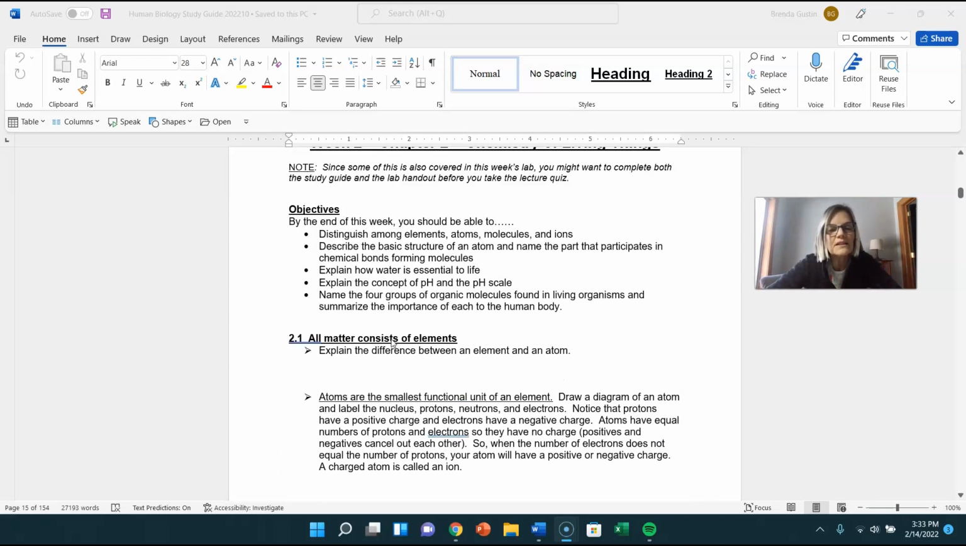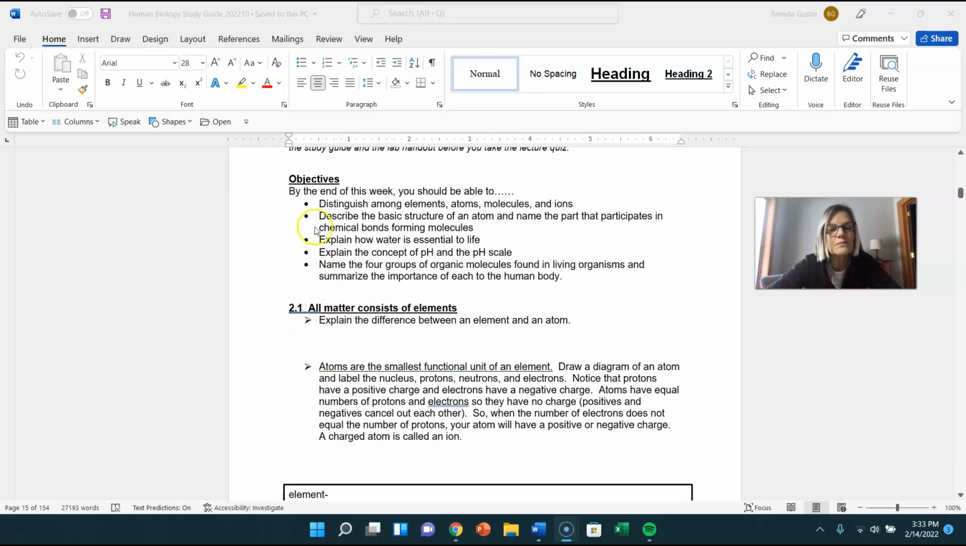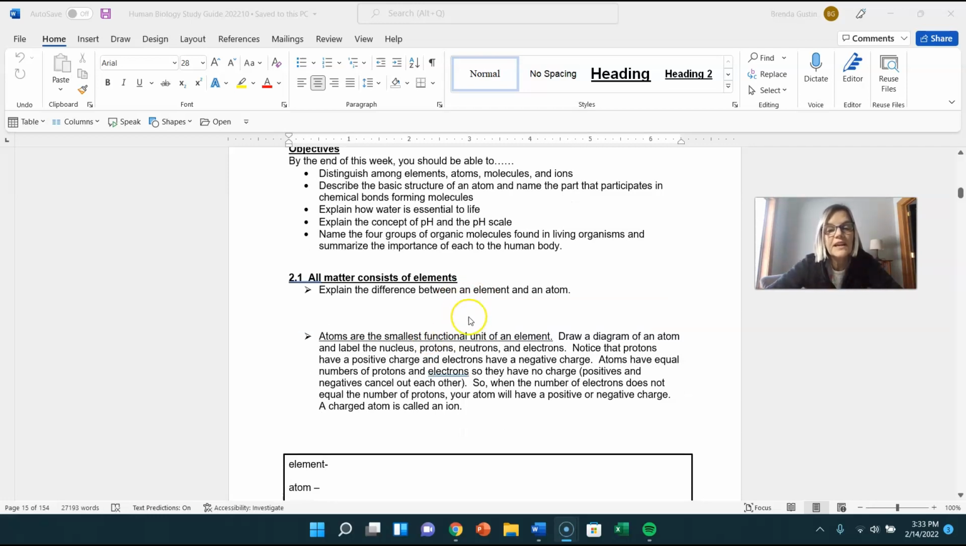And then what I would recommend doing is go back to these points with the arrows here and do exactly what they ask you to do. Explain the difference between an element and an atom. See if you can say it out loud. Don't just read the answer, but cover up the answer and see if you can state it out loud. If you can't, go back and review your answer.